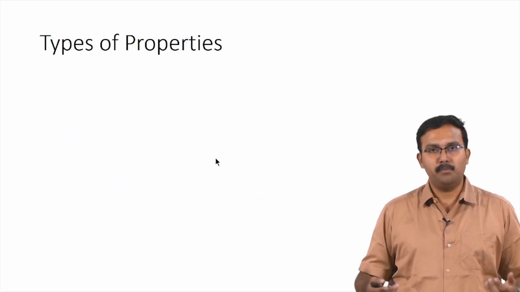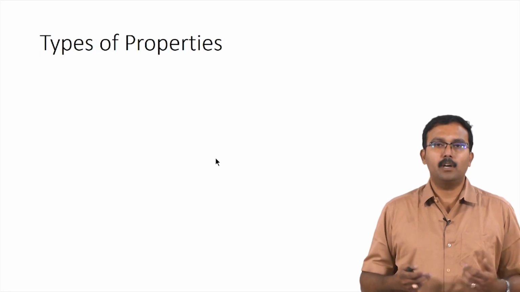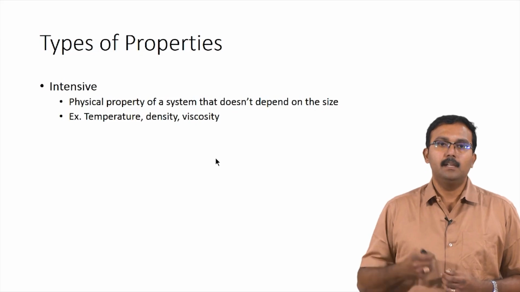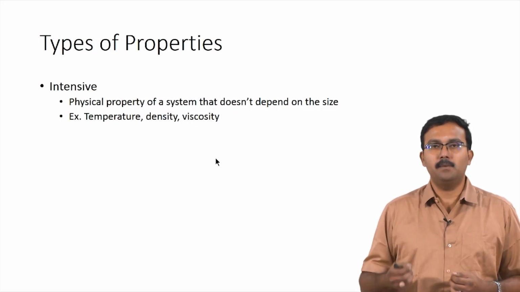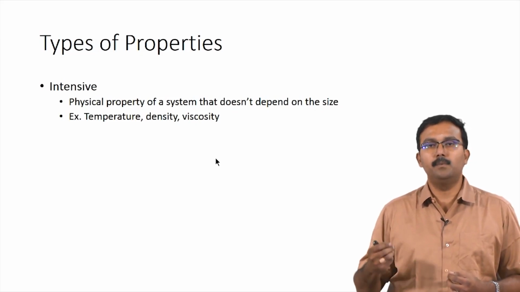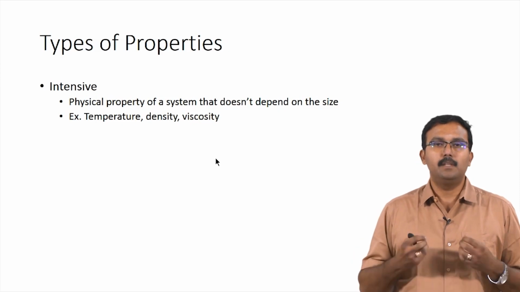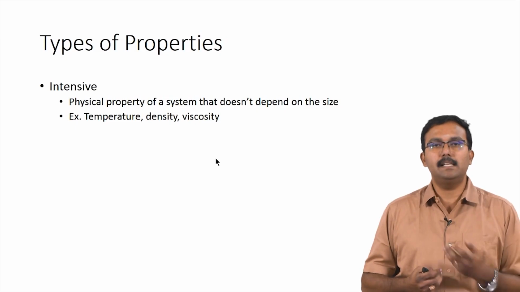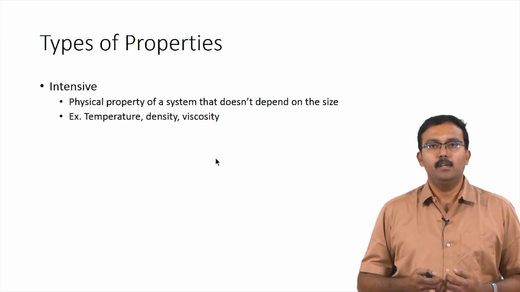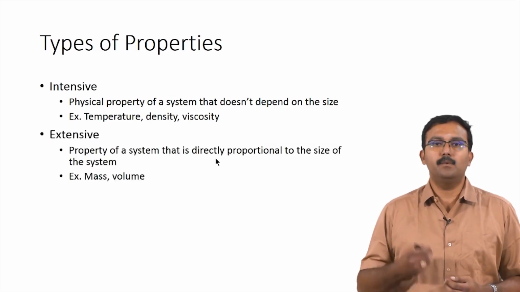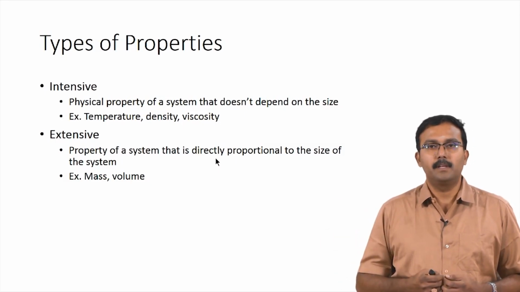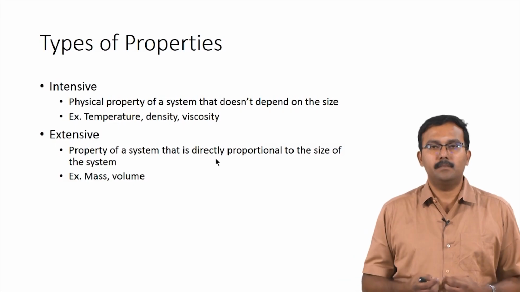What are the different types of properties when we talk about energy balance calculations? We can have intensive properties. These are the physical properties of a system which do not change with respect to size. So, they do not depend on the size of the system. Examples would be temperature, density, viscosity, etc. You also have extensive properties which change directly with the size of the system. So, they are directly proportional to the size of the system. Examples would be mass or volume.